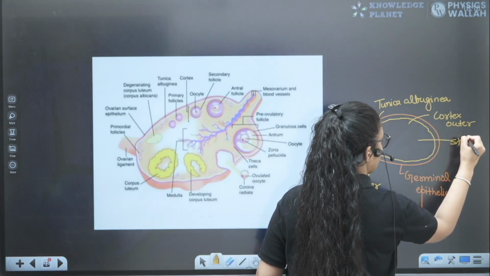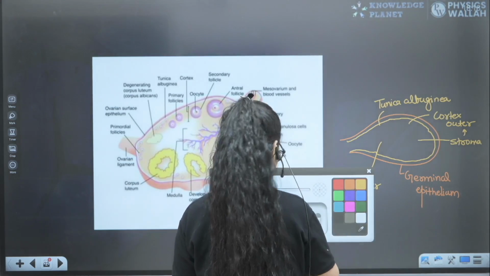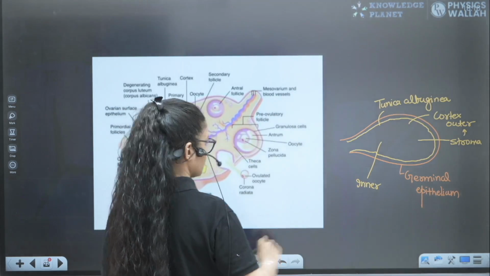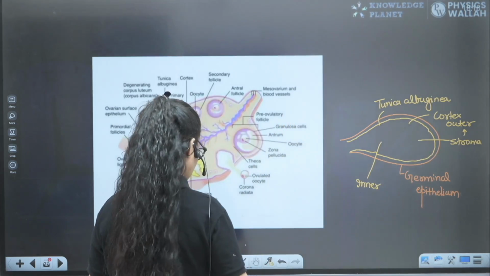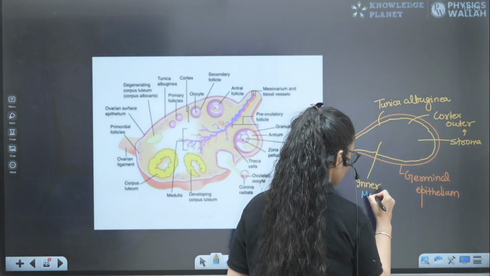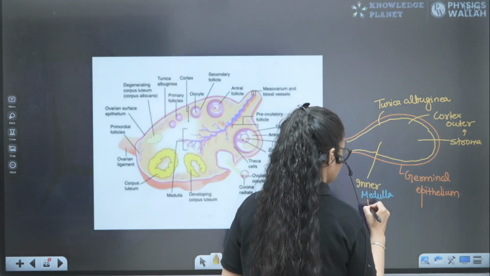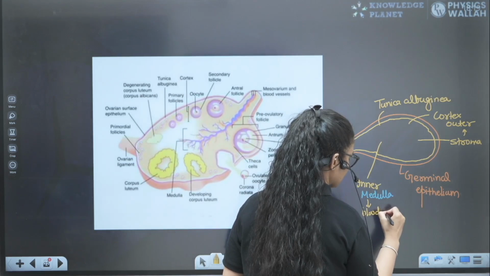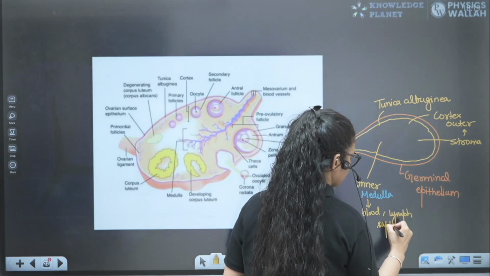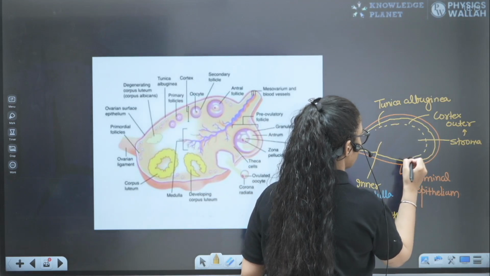So this stroma has an outer cortex. Stroma means this whole part, you just imagine this whole part. Now we are talking about the stroma having an outer cortex and inner medulla. And you know what? The medulla has blood supply, lymph supply, and nerve supply, whatever. Whereas in this cortex region, the follicle development happens.